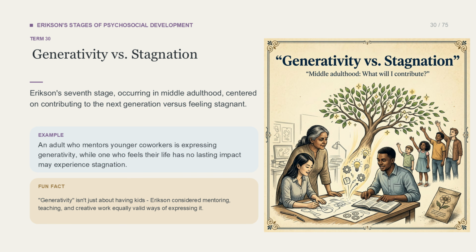30. Generativity versus stagnation. Generativity versus stagnation is Erikson's seventh stage, occurring in middle adulthood, and it's centered on contributing to the next generation versus feeling stagnant. In real life, an adult who mentors younger coworkers is expressing generativity, while others who feel their life has no lasting impact may experience stagnation.